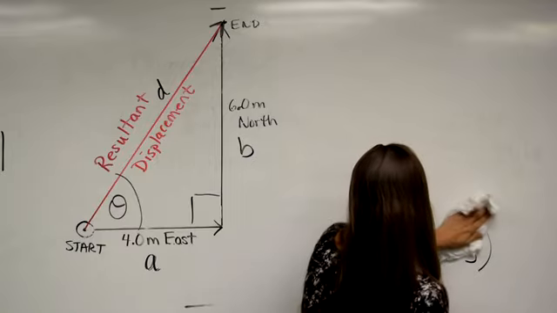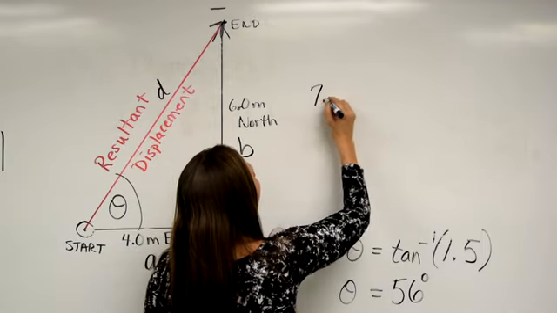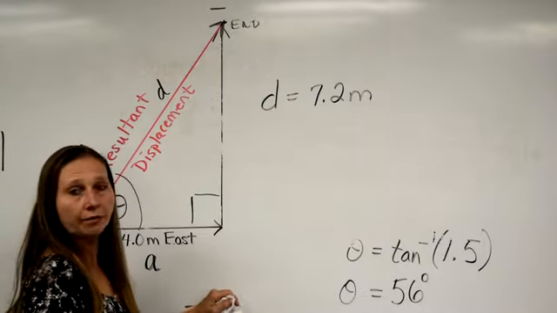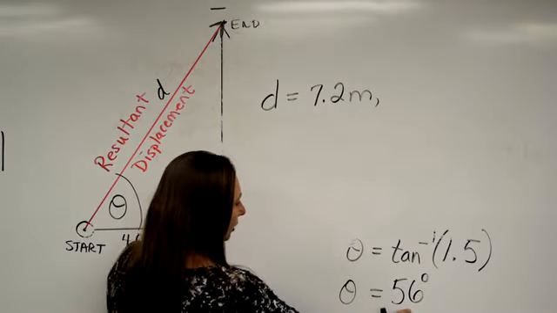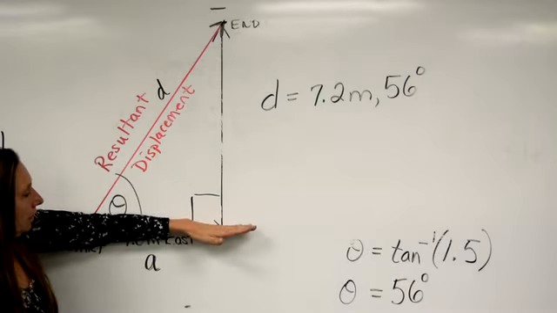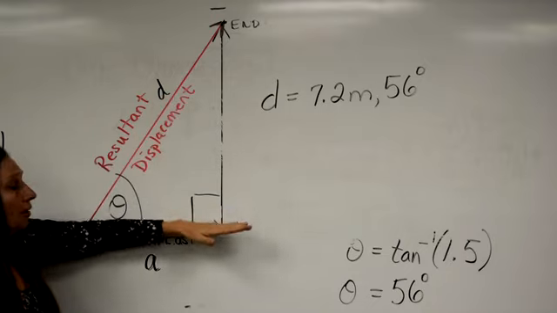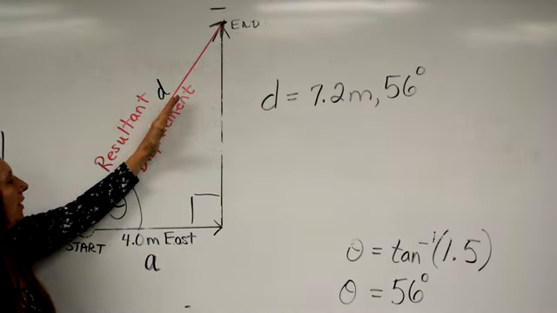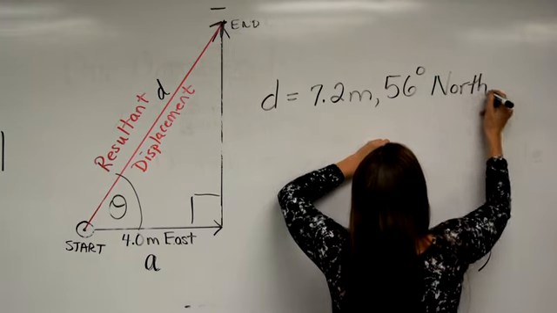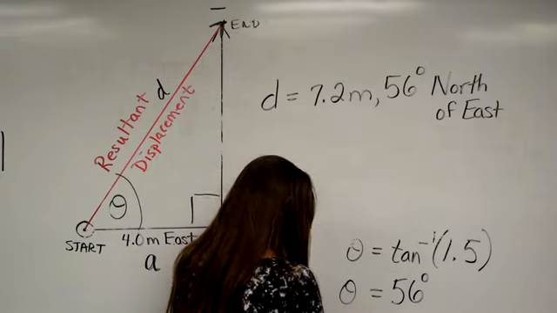So, to state the displacement completely, the magnitude and the direction, here we go. The magnitude of this vector right here is 7.2 meters, right? So the displacement is equal to 7.2 meters. I'll put a comma, and it is 56 degrees. Now, the way you name this, it's going to be north of east, not east. North of east. 56 degrees north of east.